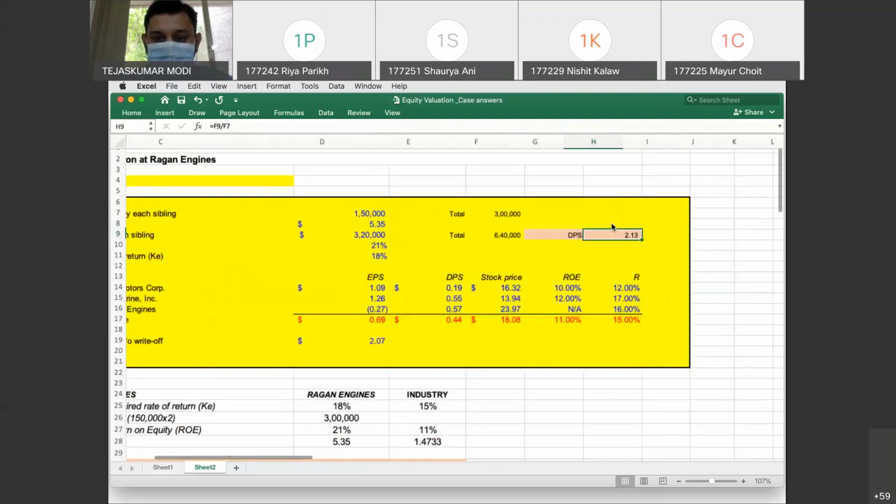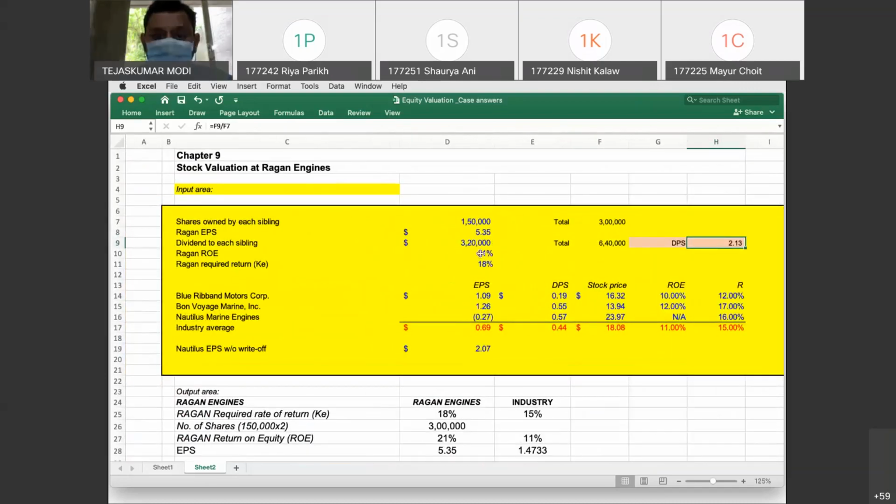Reagan's return on equity is 21% and cost of equity is 18%. You are also given the industry data. So EPS is given, DPS is given, stock price is also given, average is also given, return on equity is also given, and cost is also given. If you remember, the case said that Nautilus had written off heavy expenditure, and because of that the EPS is down. So without that write-off, the EPS is 2.07. That is also given in the case, right?